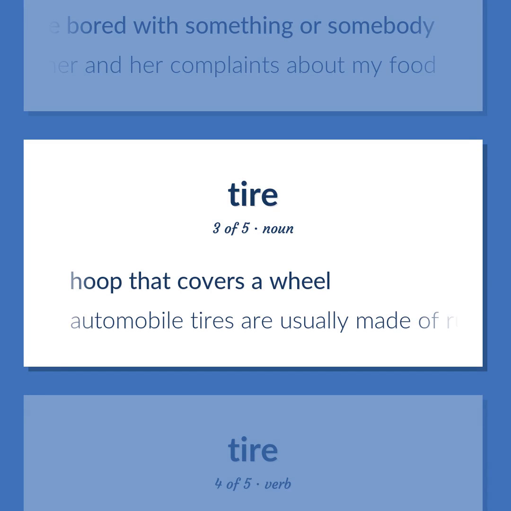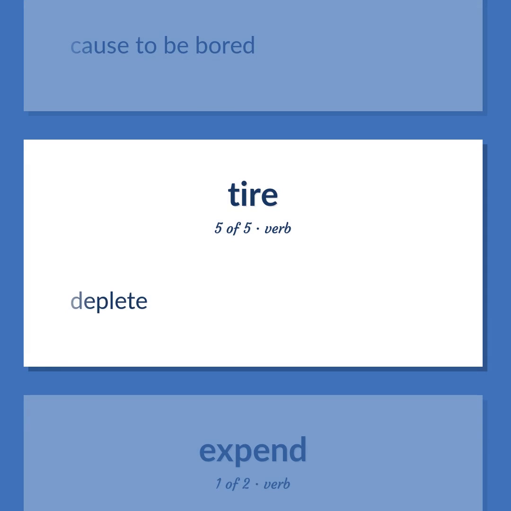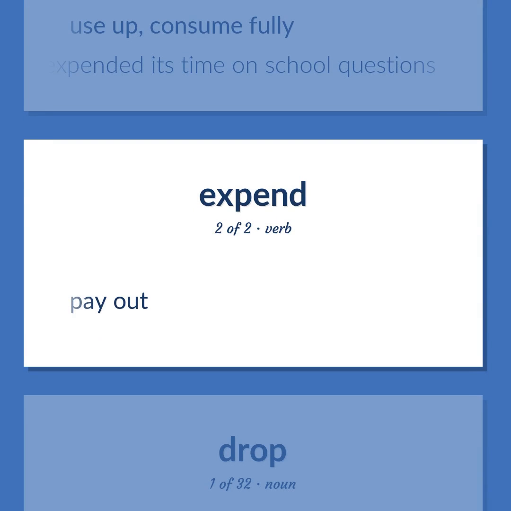Hoop that covers a wheel. Automobile tires are usually made of rubber and filled with compressed air. Cause to be bored. Deplete. Use up, consume fully. The legislature expended its time on school questions. Pay out.